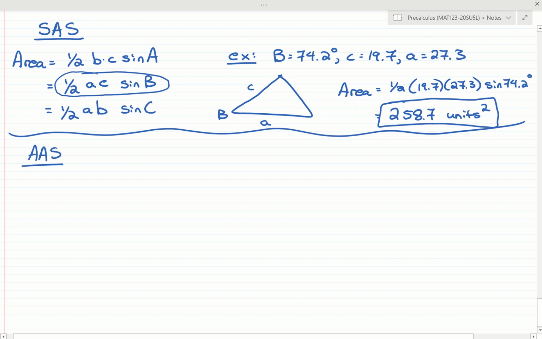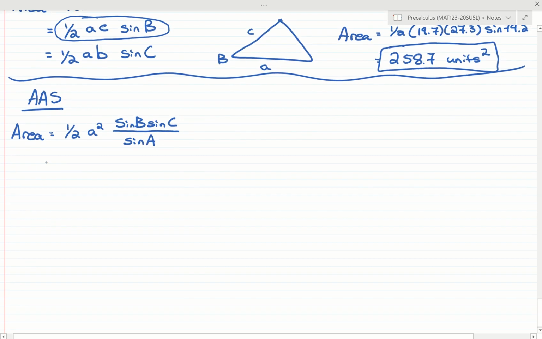Well, if we have two angles, we could always find the third angle. And the area in this case would be 1/2 a squared times the sine of b times the sine of c all over the sine of a. And if you notice, we have this and this, right? So that's how we can get our other formulas.